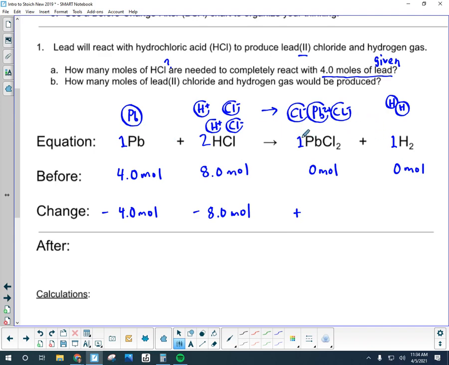That means the 1 to 1 ratio should be with the amount of lead that reacts. Well, if 4 moles of lead reacts and it's a 1 to 1 ratio, that means I'm going to create 4 moles of PbCl2 and also 4 moles of H2.